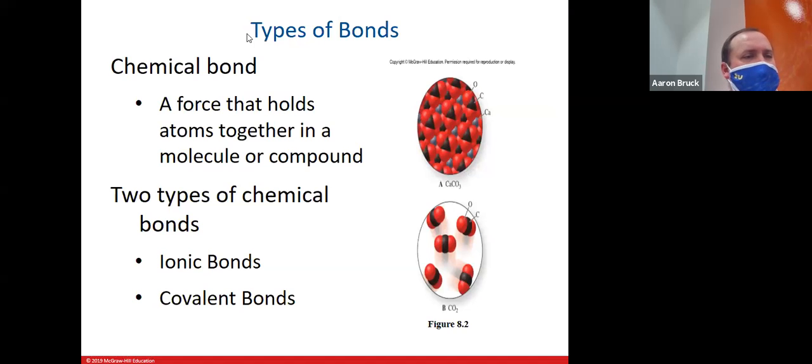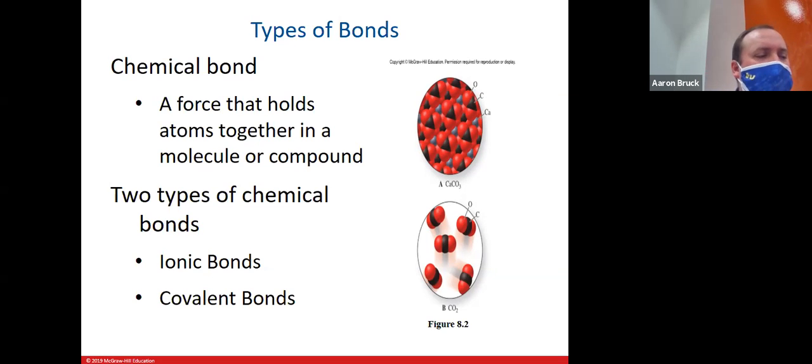So we're going to start off with this. Let's define what a bond is. By definition, a chemical bond is a force that is holding two atoms together in a molecule or in a compound. So it is literally some kind of action that is pushing these two atoms together. And what we know about that force is that it is related to electrons.